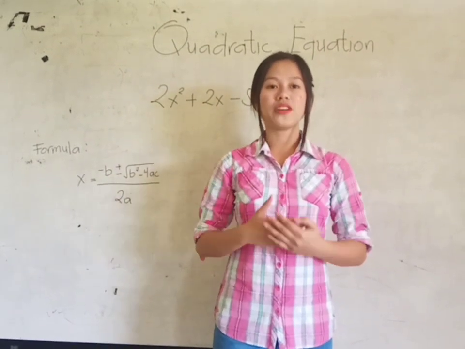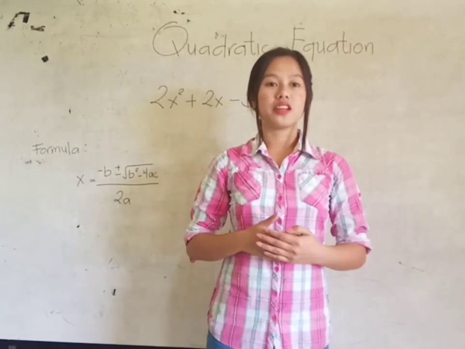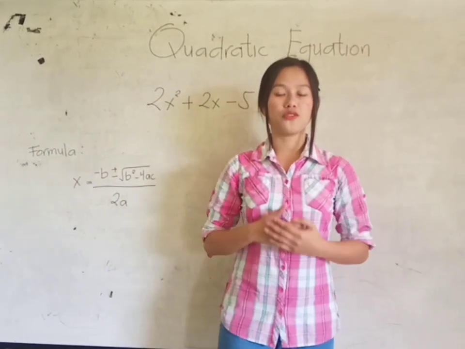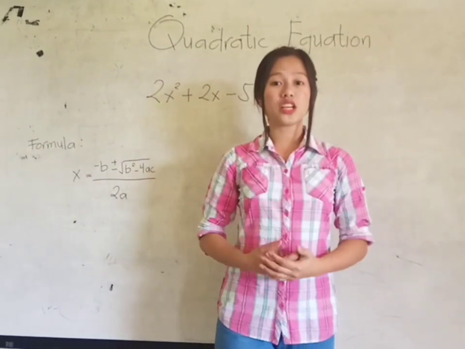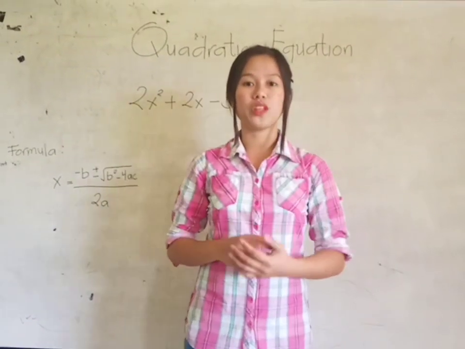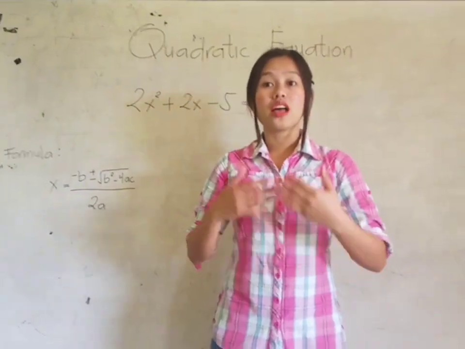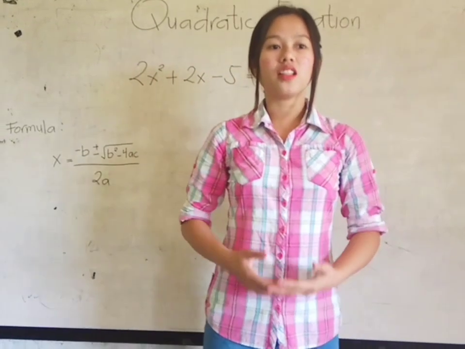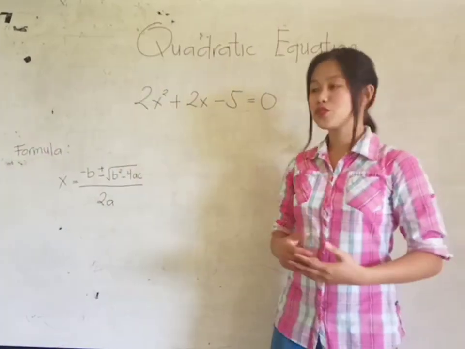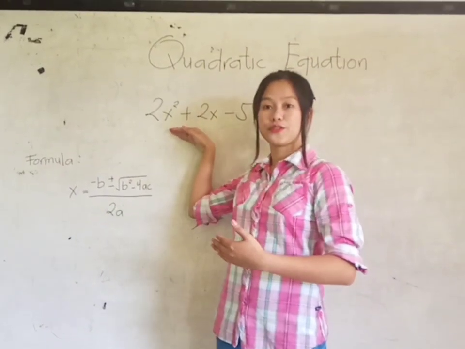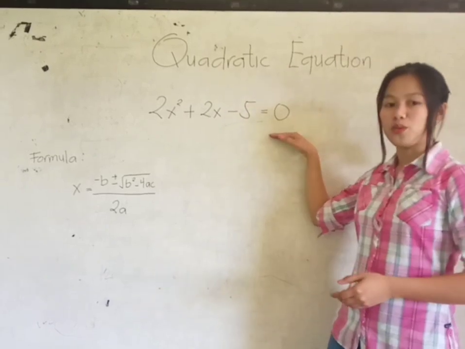Now, we have an example here where we need to use the quadratic formula, and I'm going to teach you how. In order to use the quadratic formula, the equation has to be in standard form. What I mean is that it has to be equal to 0, and all the x terms and the numbers have to be on the left.